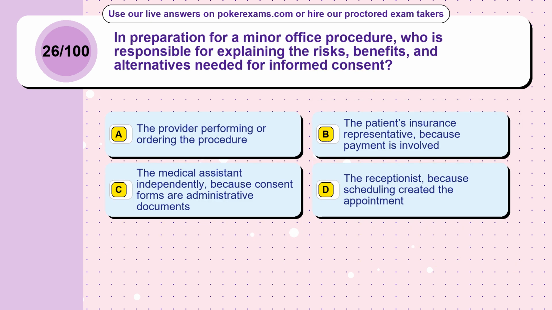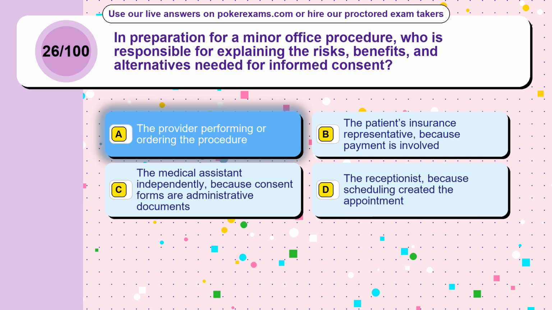Question 26. In preparation for a minor office procedure, who is responsible for explaining the risks, benefits, and alternatives needed for informed consent? Option A, the provider performing or ordering the procedure. Option B, the patient's insurance representative, because payment is involved. Option C, the medical assistant independently, because consent forms are administrative documents. Option D, the receptionist, because scheduling created the appointment. The correct answer is option A, the provider performing or ordering the procedure.